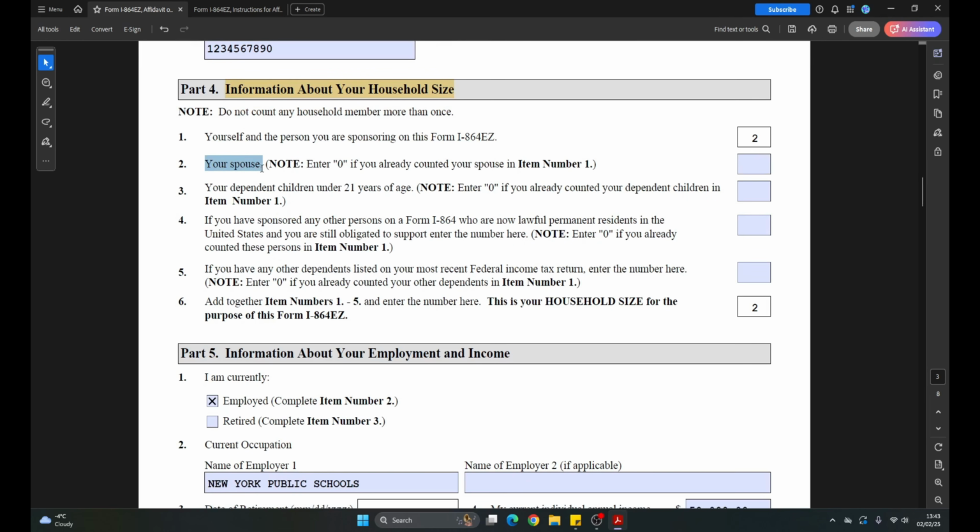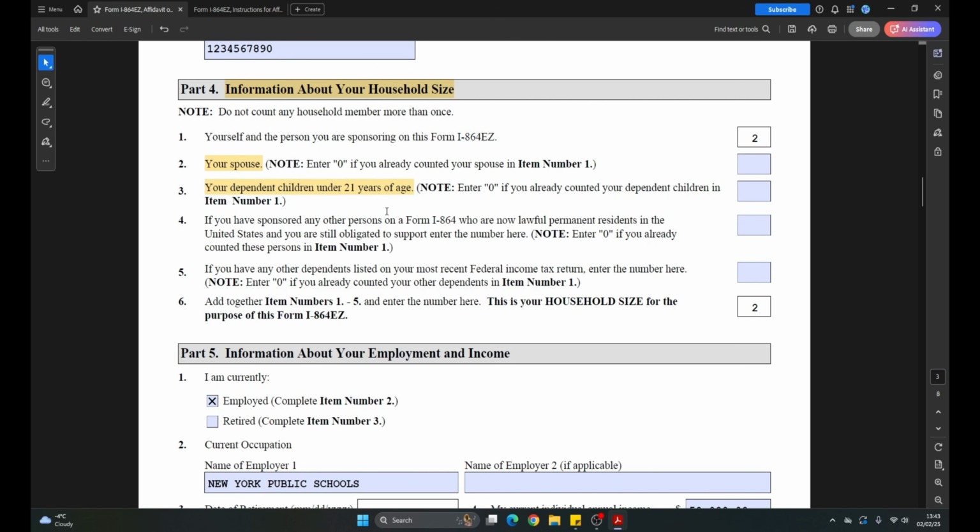Then count your spouse if you are married, and again, do not include a spouse here if your spouse is the beneficiary and you already counted them in item 1. You must count your spouse even if they do not reside with you, and you also must count your spouse if you are still legally married, even if you are separated. Also have to count any dependent children you have under age 21.